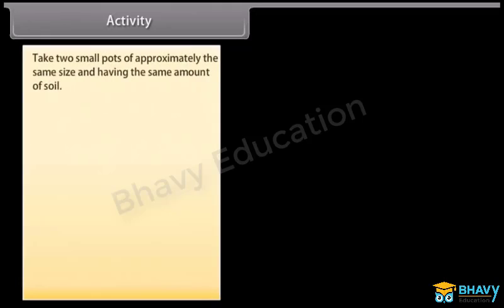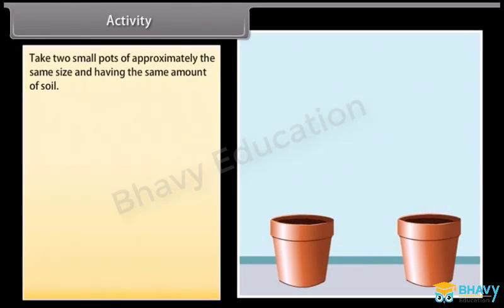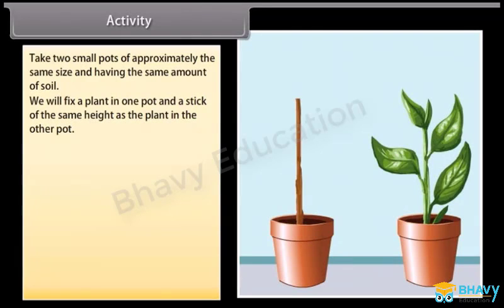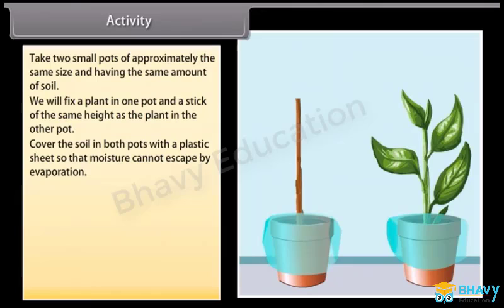Activity. Take two small pots of approximately the same size and having the same amount of soil. We will fix a plant in one pot and a stick of the same height as the plant in the other pot. Cover the soil in both pots with a plastic sheet so that moisture cannot escape by evaporation.